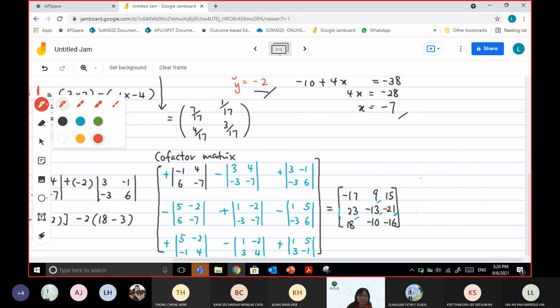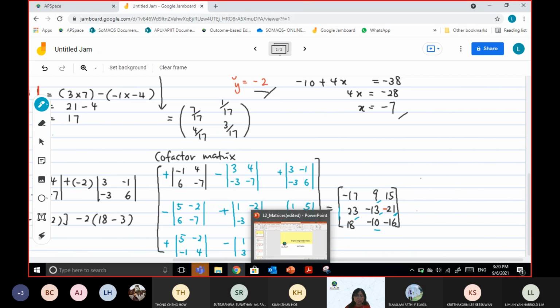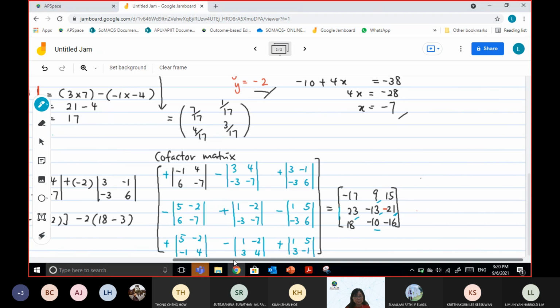Next one. Is negative 10 correct? I got 1 for that. You got 1. Then we check if the determinant is correct. 1 times 4 is 4, minus 6. 4 plus 6, 10. So 10, then minus 10. Oh, mine is 1, negative 2, 3, and negative 7.